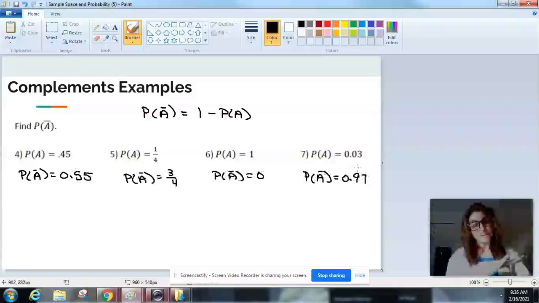Okay. And again, whatever they give it to you in, try to keep it in that format. So notice I didn't change the percents. I didn't change them to fractions. If it wasn't a fraction, I didn't change the fraction to a decimal when it wasn't a decimal. Okay. So those are your complements.